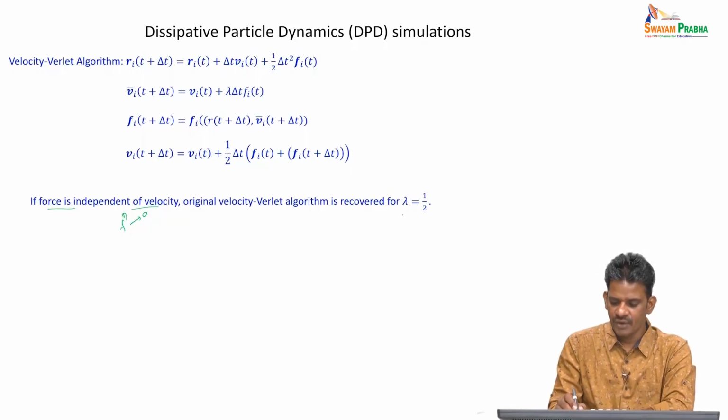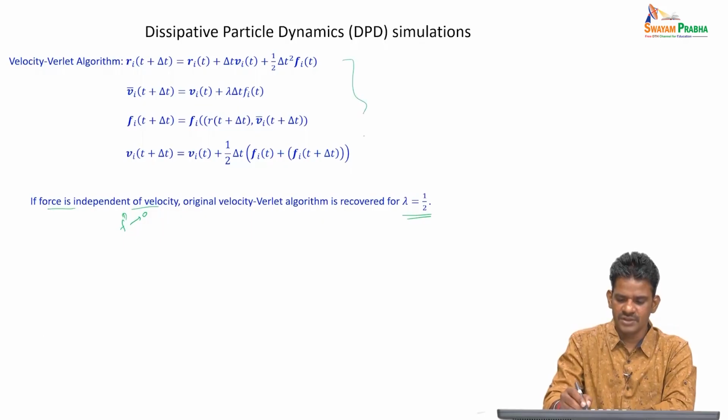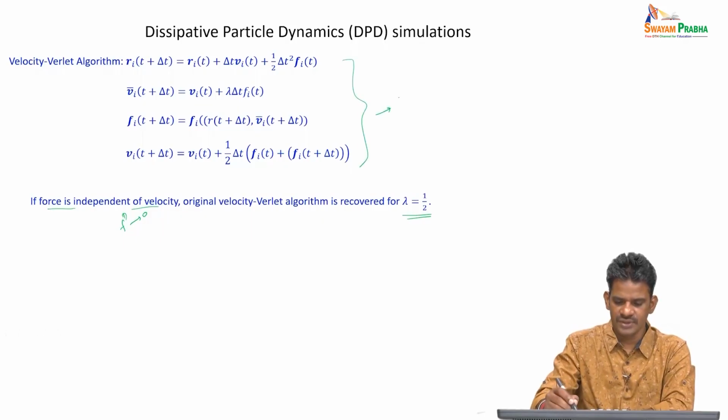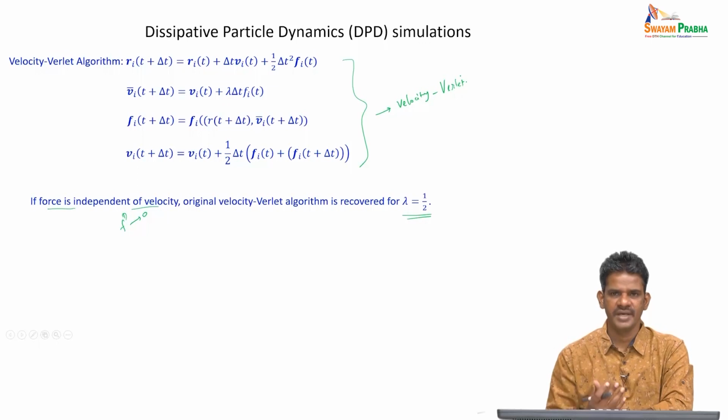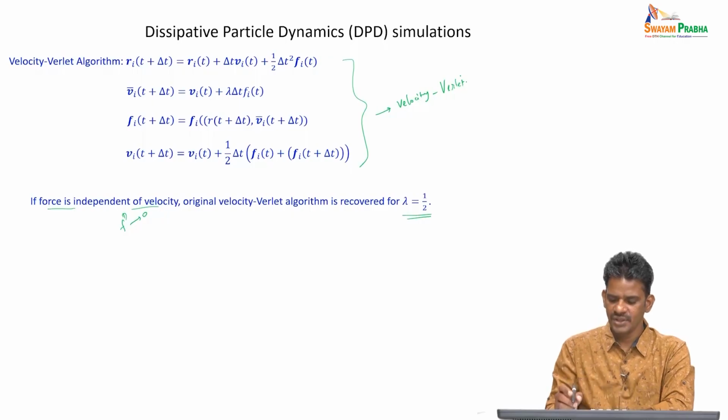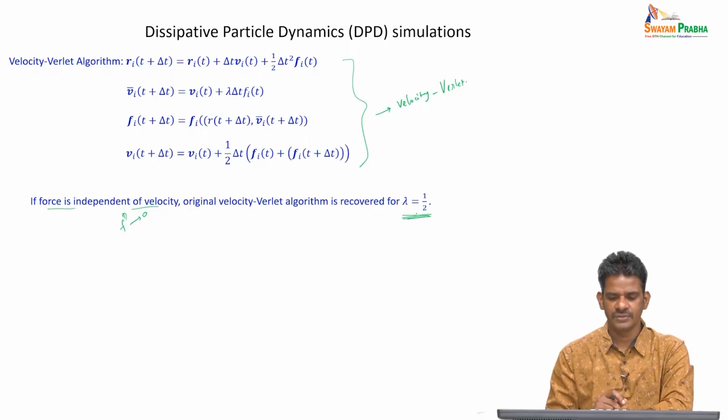And then if you choose lambda equal to 1 by 2, you can show that this whole algorithm basically converges to a simple velocity Verlet algorithm that we have seen before. So, in other words, we have basically taken the basic velocity Verlet algorithm and applied it for DPD simulations using a certain parameter lambda. When lambda is equal to 1 by 2, we basically converge back to the velocity Verlet algorithm.